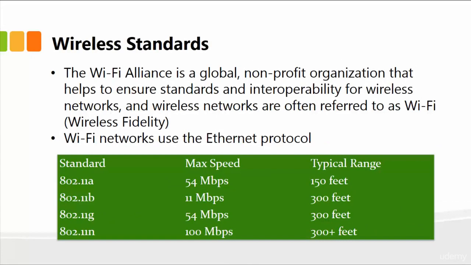Last are the wireless standards. The Wi-Fi Alliance is a global nonprofit organization that helps to ensure standards and interoperability for wireless networks, and wireless networks are often referred to as Wi-Fi, which, by the way, stands for Wireless Fidelity. Wi-Fi networks use the Ethernet protocol, and the grid here shows you the standards. For instance, the 802.11a standard has a maximum data transfer speed of 54 megabits per second, and a typical range of 150 feet. The 802.11b standard has 11 megabits per second with 300 feet, and so forth. So just know these wireless standards as well.